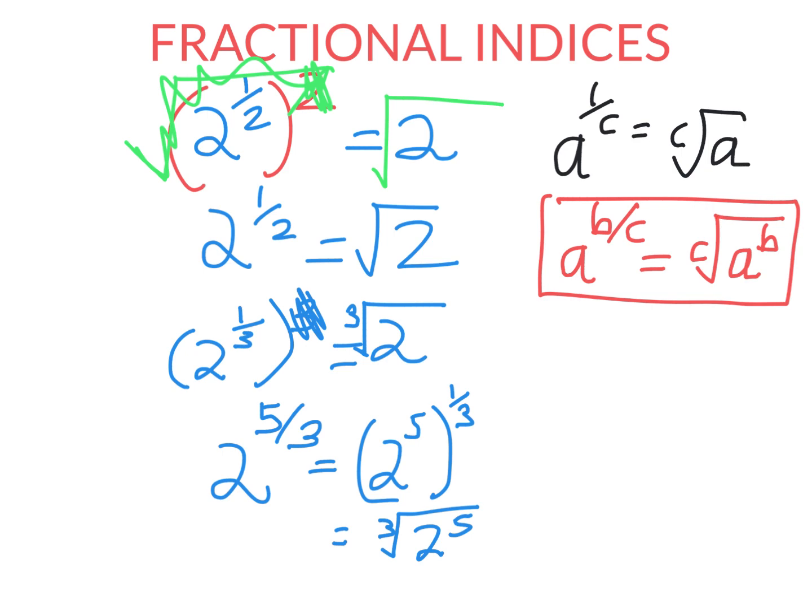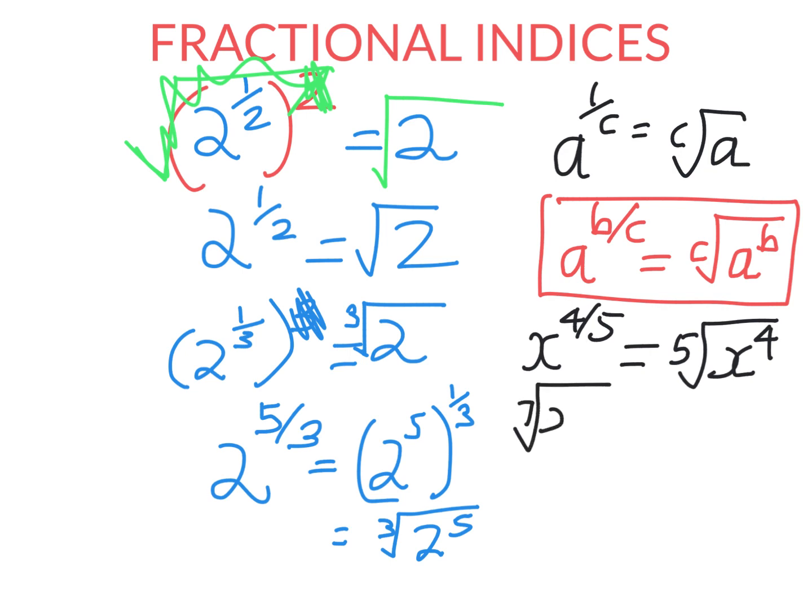So if you had something like x to the power of, say, 4 over 5, and you wanted to turn it into a radical, the bottom number tells you which root to take, and the top number is the power of x. So if you had something like the 7th root of x to the power of 10, and you want to convert that into a fractional power, the power of x, 10, goes on top, and the root goes on the bottom. So these two are equivalent.